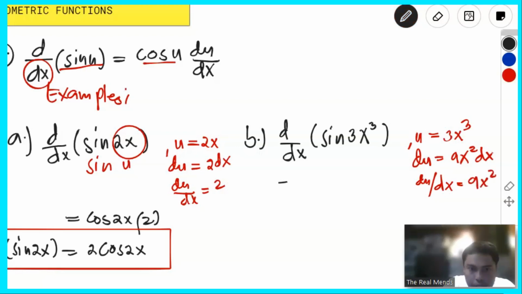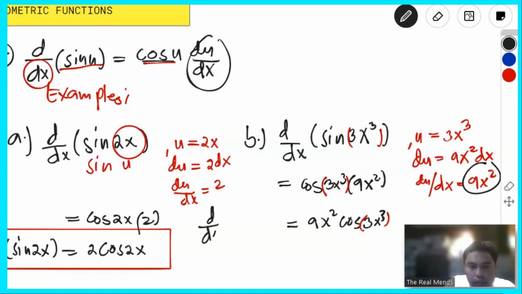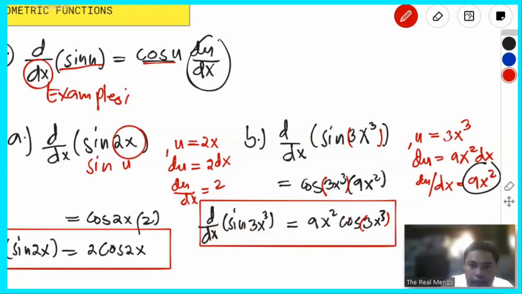Okay, so from the formula, we have cosine of u. So we have cosine of 3x cubed, and then multiply by du over dx, we have 9x squared. So our answer will be 9x squared cosine of 3x cubed. Okay, to avoid confusion, this will be the angle of 3x cubed. So that is the answer for the derivative of sine of 3x cubed with respect to x.